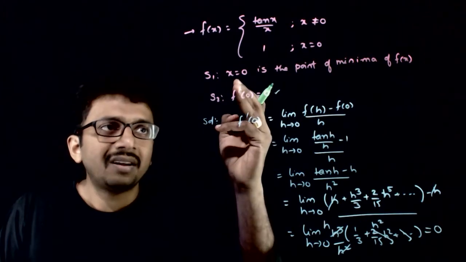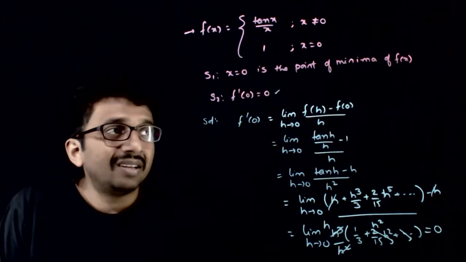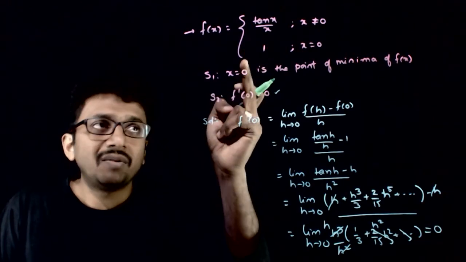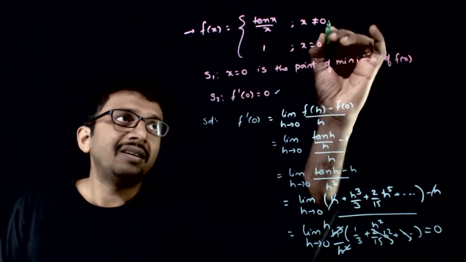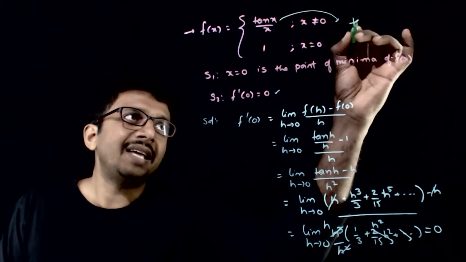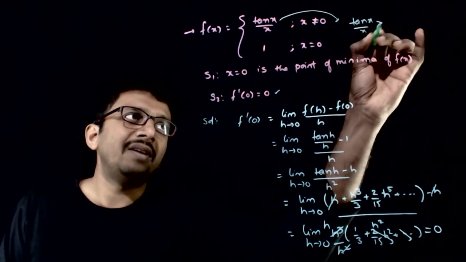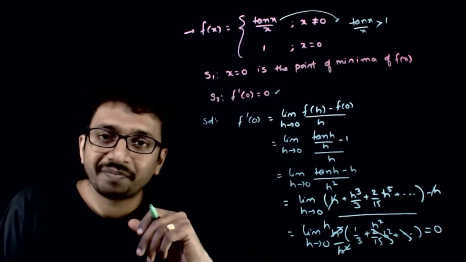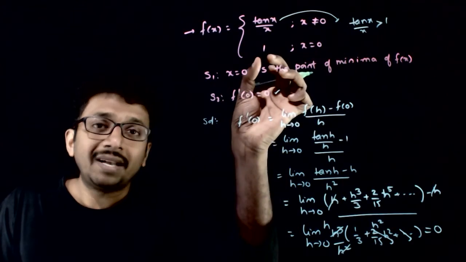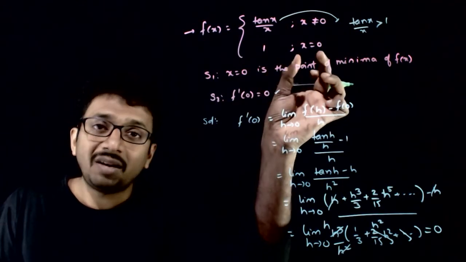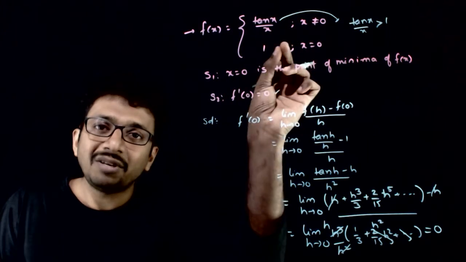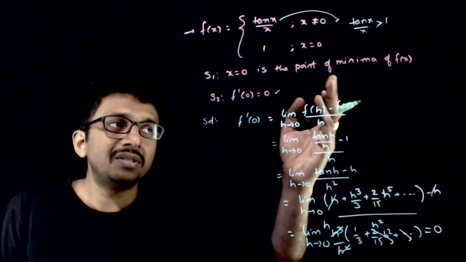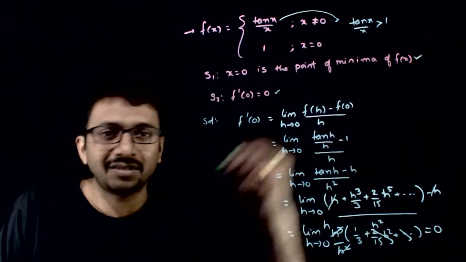Now let us see whether x is equal to 0 is a point of minima for f of x. Obviously x is equal to 0 is a point of minima because we know that tan x by x is always greater than 1 in the neighborhood of 0. And f of 0 is equal to 1, and in the neighborhood of zero the function is greater than 1. That means x is equal to 0 is a point of minima for f of x. This is also right.